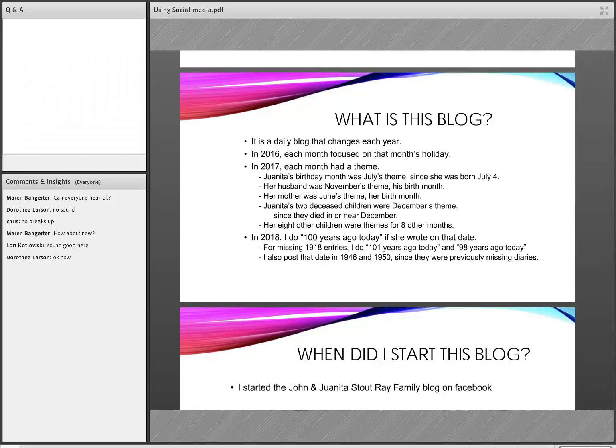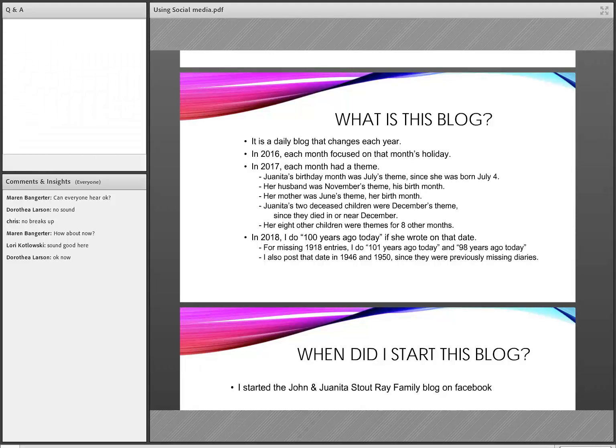Each day was something about Christmas. In 2017, each month had a theme. So, for example, July was my great-grandma. She was the theme of July since she was born July 4th. And each day I pretty much blogged about her, what she wrote about herself in July, her birthday month. And then her husband was born in November, so I made him the theme for November. My great-grandma's mother, so my great-great-grandmother, was born in June, so she was the theme for June. And Juanita had, I mentioned, 2 deceased children, so they were December's theme since I had no birthdays in December, and they both died.